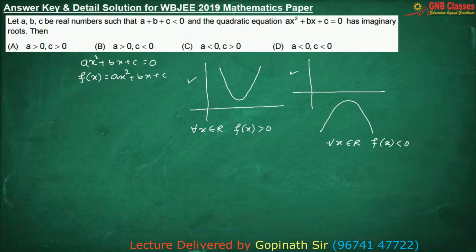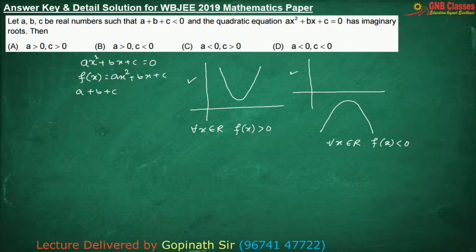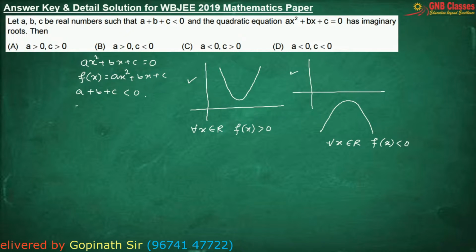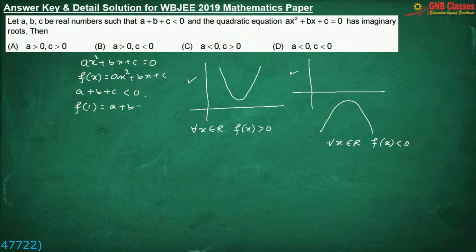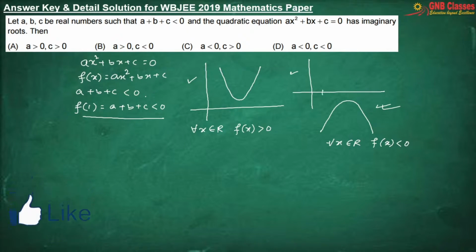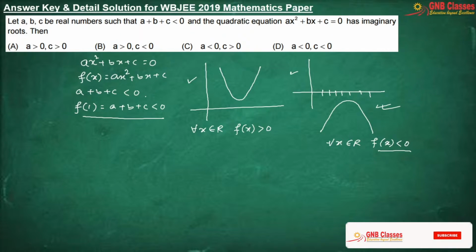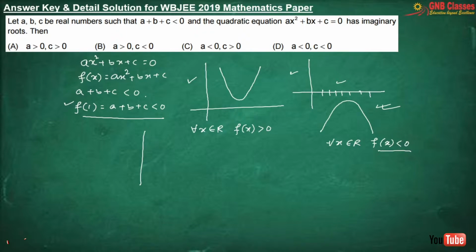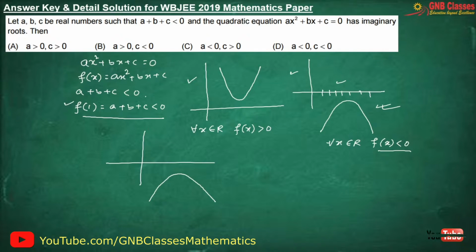Now the given condition is a plus b plus c is less than 0. So if I put f of 1, we are going to get a plus b plus c, which by the condition is less than 0. That means it resembles this function. Yes or no? Because for all x belonging to real values, the value of the function is always less than 0. So this condition satisfies this graph. Therefore, the graph of the function ax square plus bx plus c will be like this.